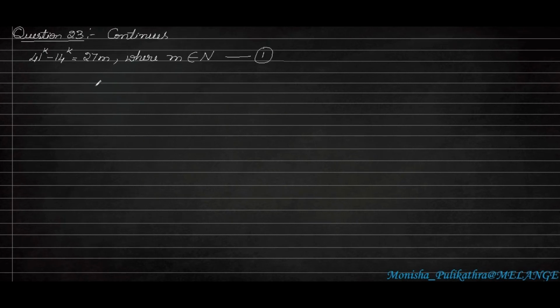Let us continue the 23rd question. Here I have already once again written 41^k, that is equation 1. 41^k minus 14^k is equal to 27m. So now we have to prove that p of k plus 1 is also true. So this is p of k, and in the place of k, we have to include k plus 1. So 41 to the power of k plus 1 minus 14 to the power of k plus 1. Okay, so this is in the form of a to the power of m plus n.